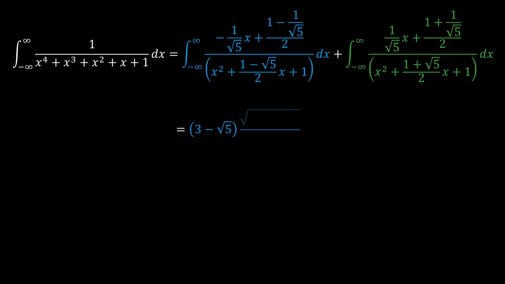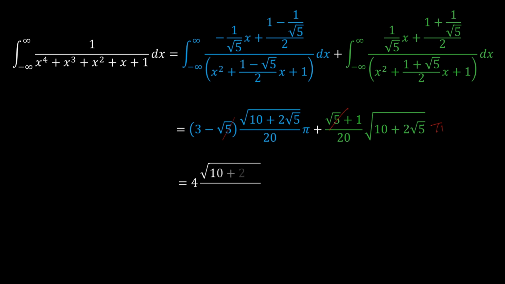So going further and combining the two integrals, we already knew that the answer to the blue integral is 3 minus root 5 times square root of 10 plus 2 root 5 over 20 pi. And so the green is root 5 plus 1 over 20 times square root of 10 plus 2 root 5. So we forgot pi here. This and that cancel, so we get 3 plus 1, which is 4 over 20 times square root of 10 plus 2 root 5.